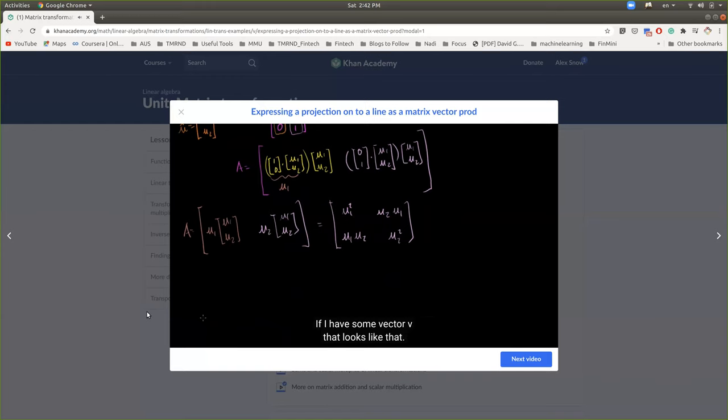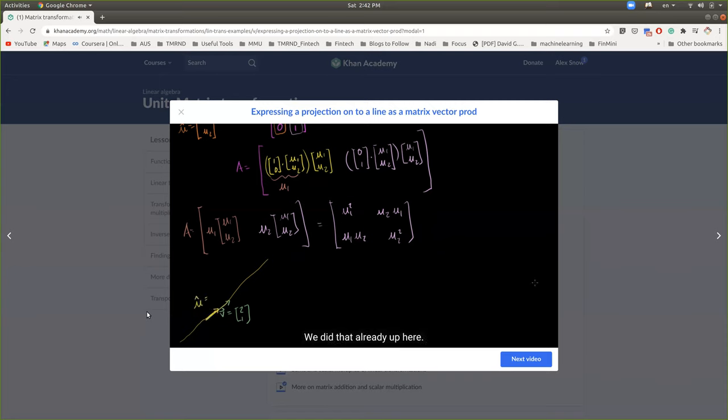But if I have some vector v that looks like that, we said the vector v was equal to the vector 2, 1. That was my vector v. How can we find some transformation for the projection onto the line defined by v? So onto this line right here, the line defined by v. Well, what we can first do is convert v into a unit vector. So we can convert v into a unit vector that goes in the same direction, some unit vector u.